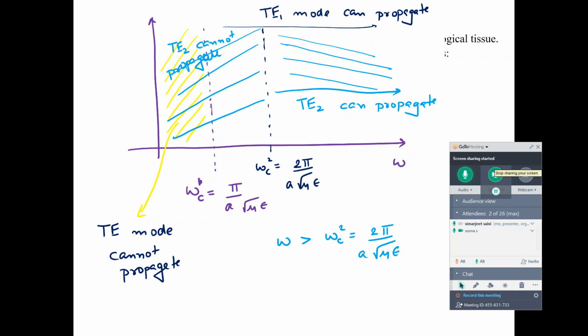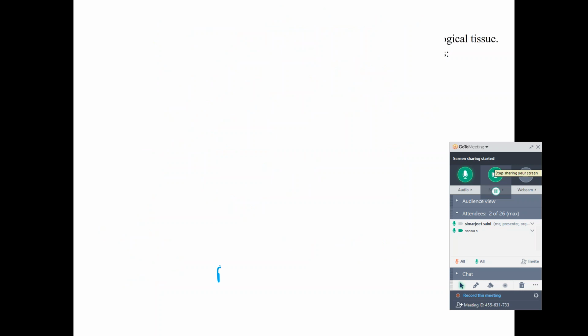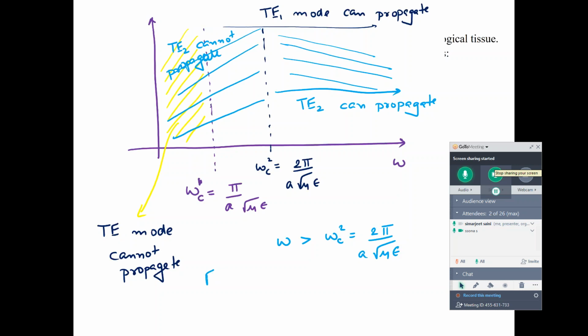and each of those functions will have their own propagation constant. Each of those functions would behave independently of the other one. For omega between pi a by square root of mu epsilon and 2 pi a by square root of mu epsilon, only TE1 mode exists.